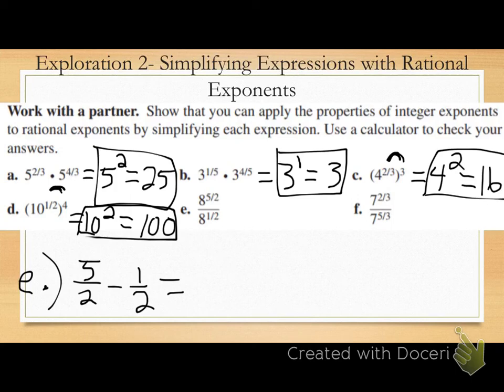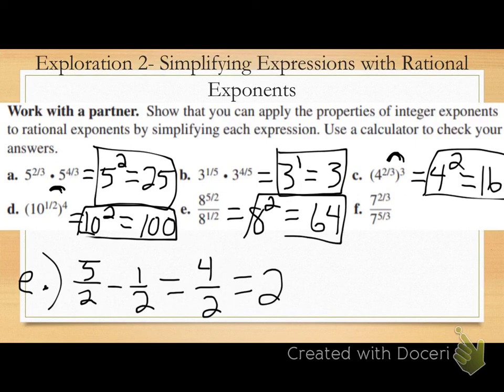What do I do with my numerators? Subtract them. What's 5 minus 1? 4. What's my denominator? It stays the same, doesn't it? So, what's 4 divided by 2? 2. So if I have 8 to the 5/2 divided by 8 to the 1/2, I get 8 to the second power, which is, wait, 64. And there's letter E. Are we okay with this so far? Questions on E?